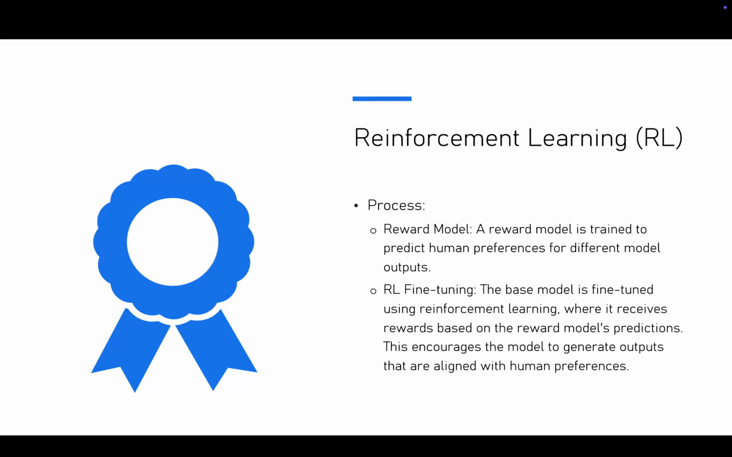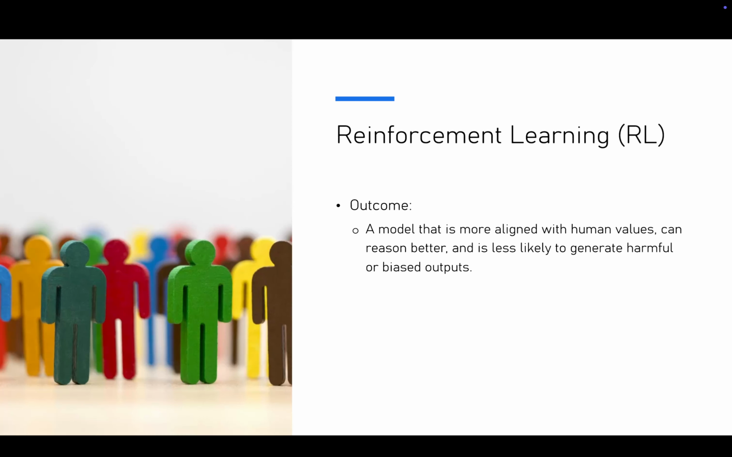So, again, back to that example where the AI was jumping over that gap in the game, the human would tell the model that they were getting closer and closer. So the closer they got, the bigger the reward they were going to get. So that is a level of reinforcement learning. And as an outcome, you'll get a model that is more aligned with human values and can reason better and is less likely to generate harmful or biased outputs.